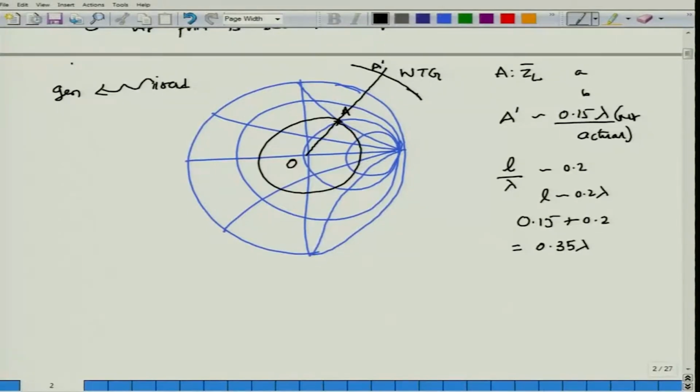So, on the WTG scale you keep moving, and you land up somewhere over here. So, this is 0.25. If you look at the Smith chart, this would be like this. This is 0.125, this is 0.25, this would be 0.375 and so on. So, 0.35 should come somewhere over here. So, let us cut this. On this WTG scale, I have moved 0.2 lambda, and I have actually landed on the 0.35 lambda value.